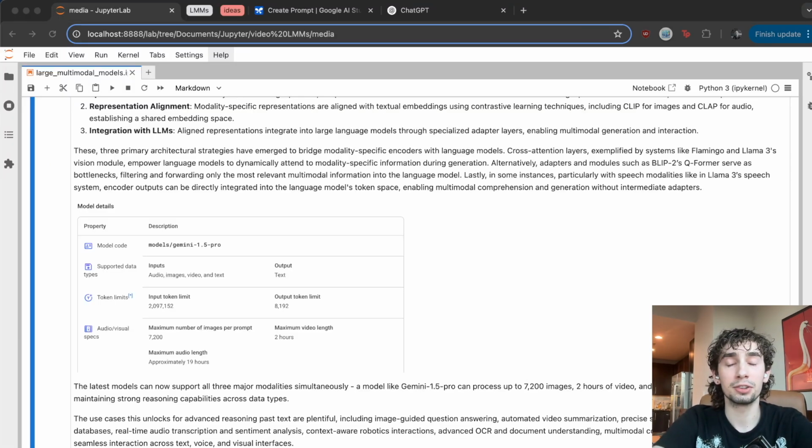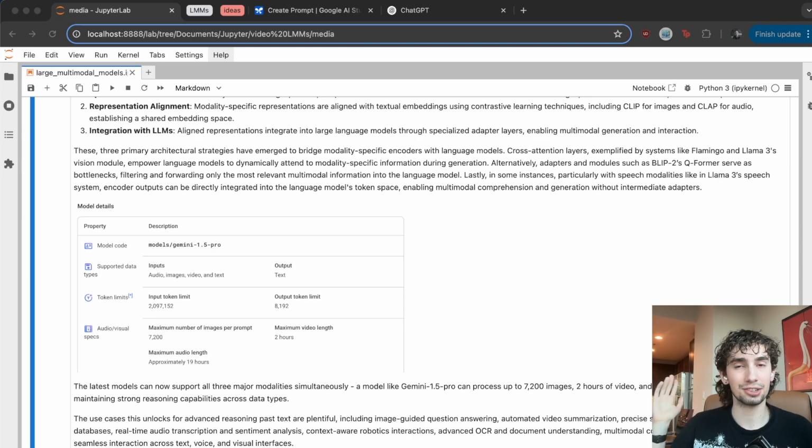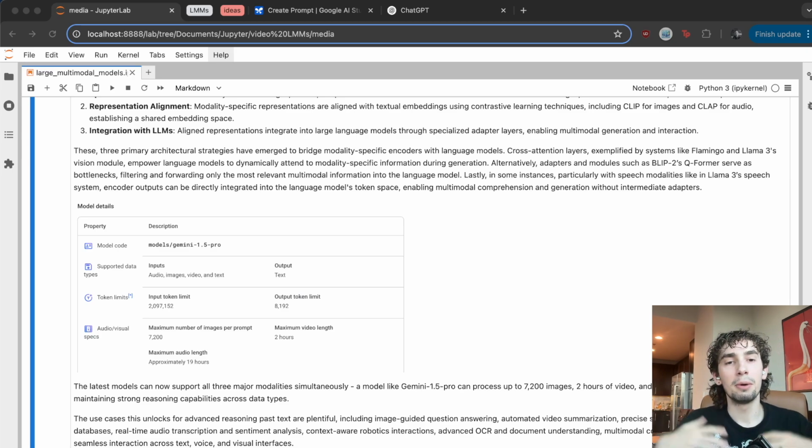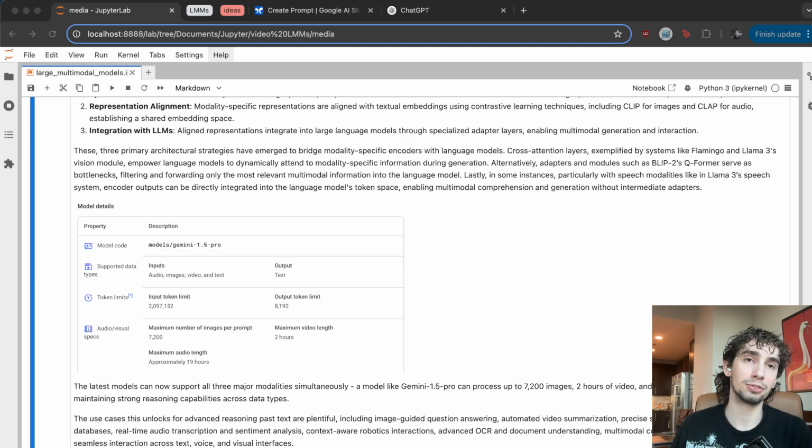This, of course, unlocks a whole heap of different possibilities of things that you can do with these. Past text, things like image-guided Q&A, automated video summarization, semantic search and multimedia databases, audio transcription, sentiment analysis, context-aware robotics interactions, OCR, all sorts of things. Multimodal content generation and understanding is a very cool concept that brings language models one step closer to the cognitive abilities of humans, especially interacting in their world, which is the digital realm.